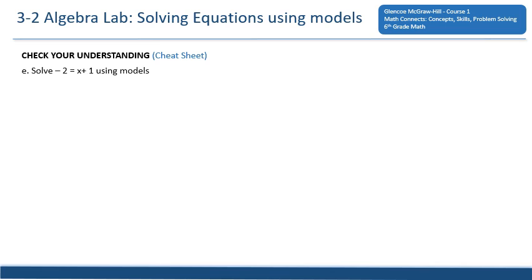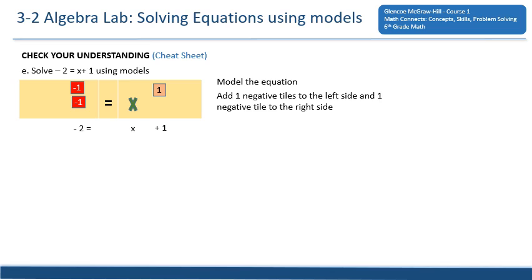Check your understanding. Solve negative 2 equals x plus 1 using models. So we're going to use algebraic tiles. Again, we have 2 negative 1 tiles, or 2 integers. 2 tiles represent negative 1 each. So we have negative 2 equals x plus 1.